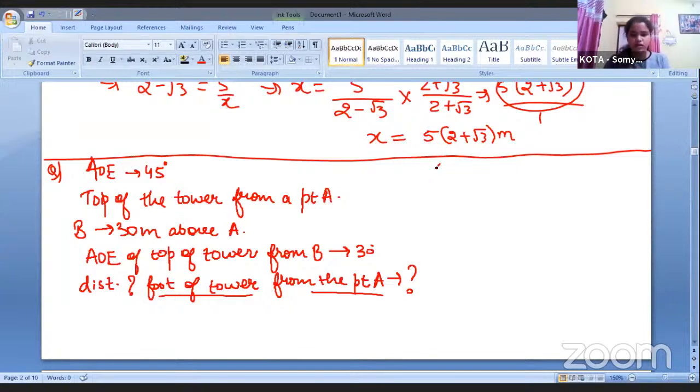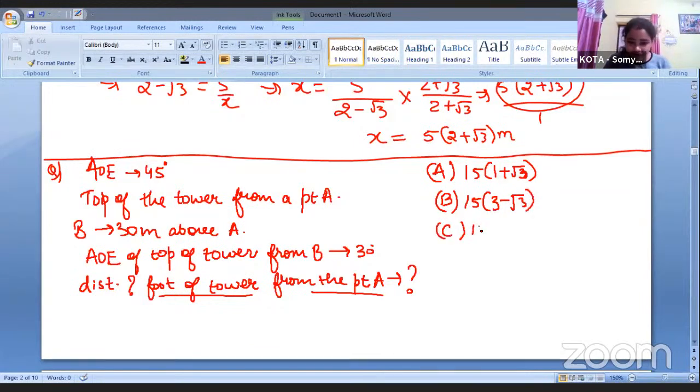Let me give you options also. So you might check. Always rationalize whatever you have got as the answer. So you have the options as these.